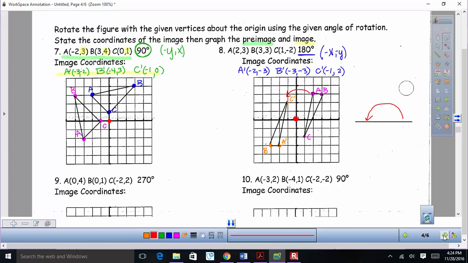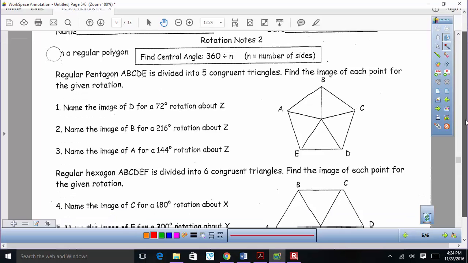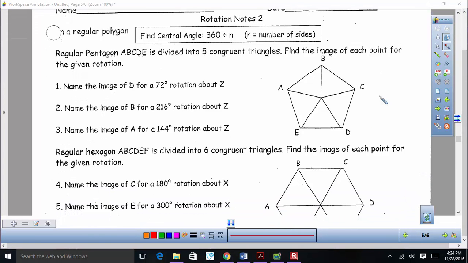All right. Now, let's look at your second note sheet. So what is important here is the formula to find the central angle. So to find the central angle, you're going to do 360 divided by n. Okay, and n is going to be the number of sides that we have.